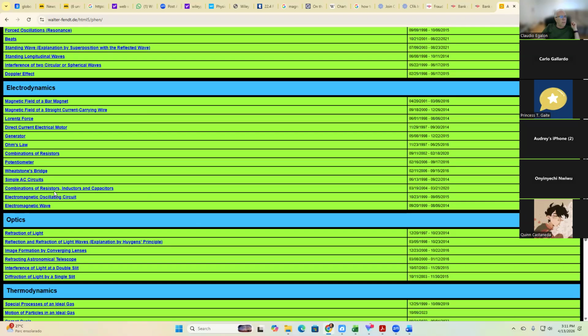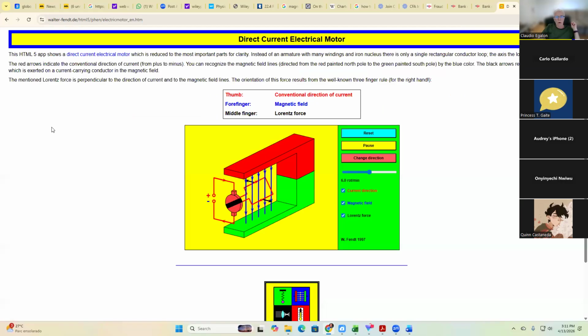Mechanics, oscillation, electrodynamics, electric motor, magnetic field, Ohm's law. Let's see. Lorentz force. Yeah, that's the one. Direct current electrical motor. Right in here. Both of them have a loop, right? Both of them have a loop. I'm going to copy that and paste it in my notes so you can have them. And I'm going to do the same with the other one. So you watch them side by side. Compare the illustration side by side.